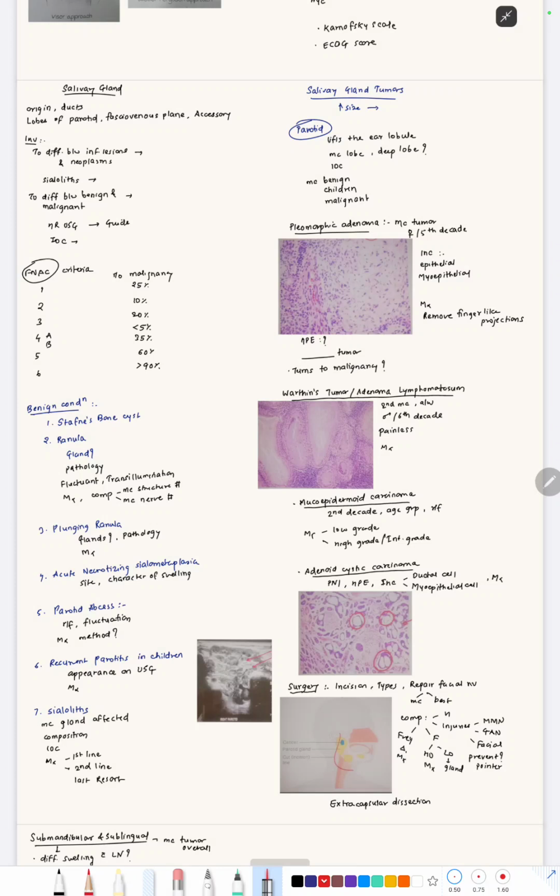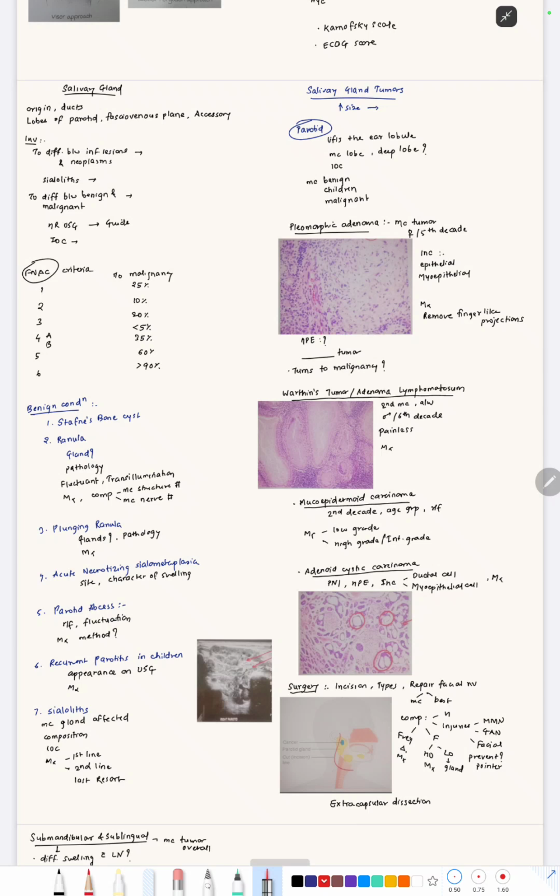Then moving on further to the salivary gland. In the salivary gland, we should talk about the origin of salivary glands first. The parotid gland is ectodermal in origin, while the submandibular and sublingual glands are endodermal in origin. The ducts: in the parotid gland, the duct is called Stenson's duct, and Stenson's duct opens opposite to the second molar.